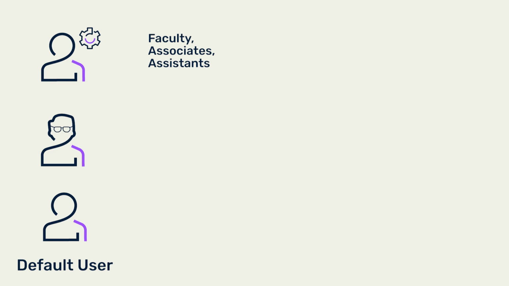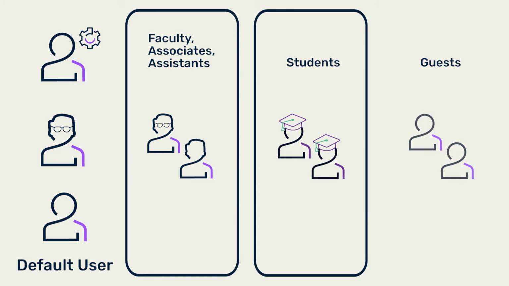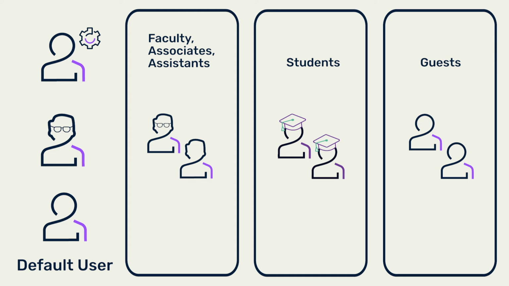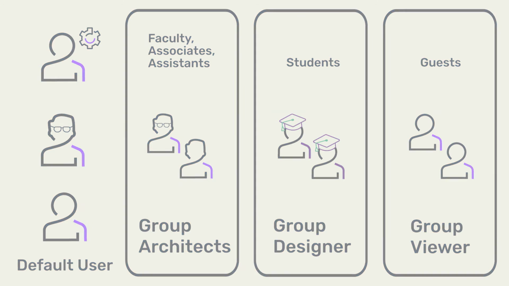Very commonly, there are faculty members and associates or assistants. There are students, and there are guests, perhaps even guests of students. For these personas, you want to create user groups and name them architects, designer, and viewer. Now, let's go ahead and create these user groups.